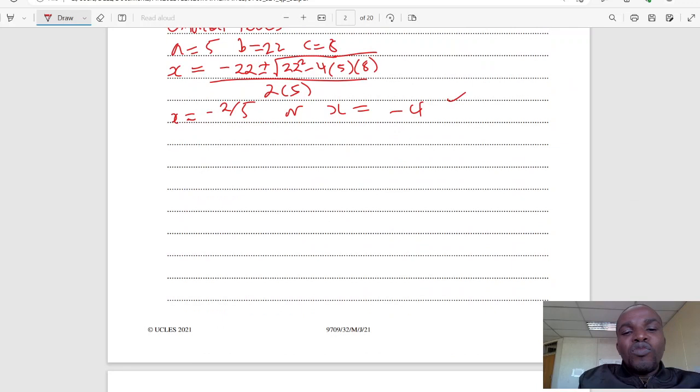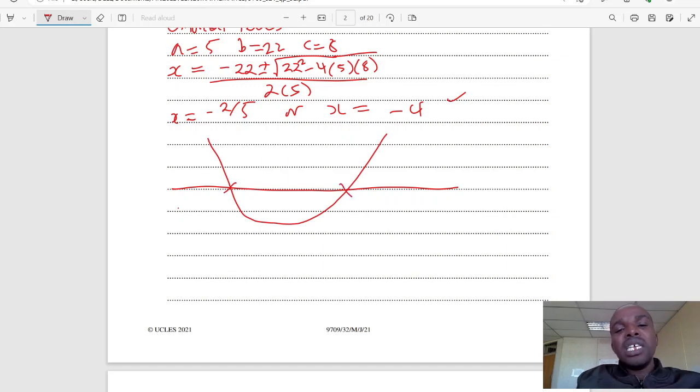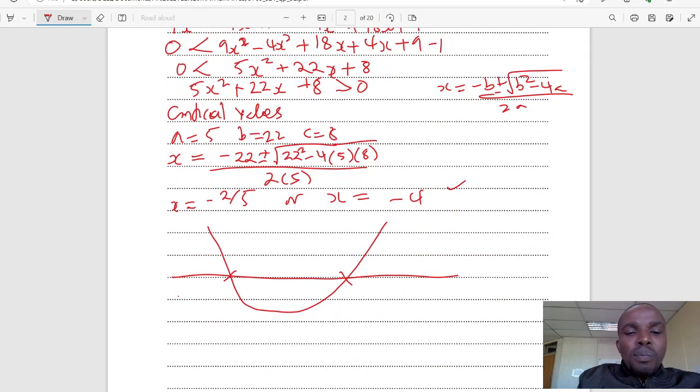Now to find the solution, you draw your line, then your quadratic graph. The coefficient of x squared in our quadratic is positive, so my graph will be like this. Then you put the smaller value, negative 4, and the bigger one, negative 2 over 5, which is the same as negative 0.4. Right?